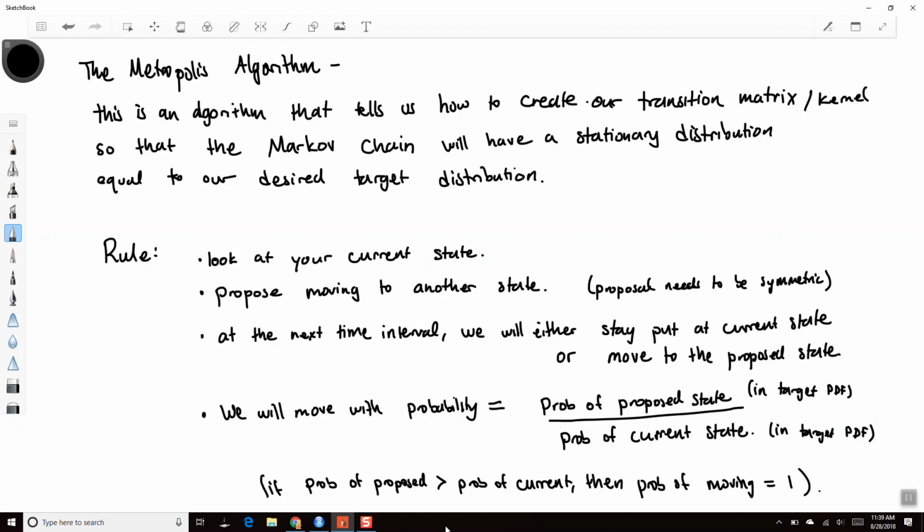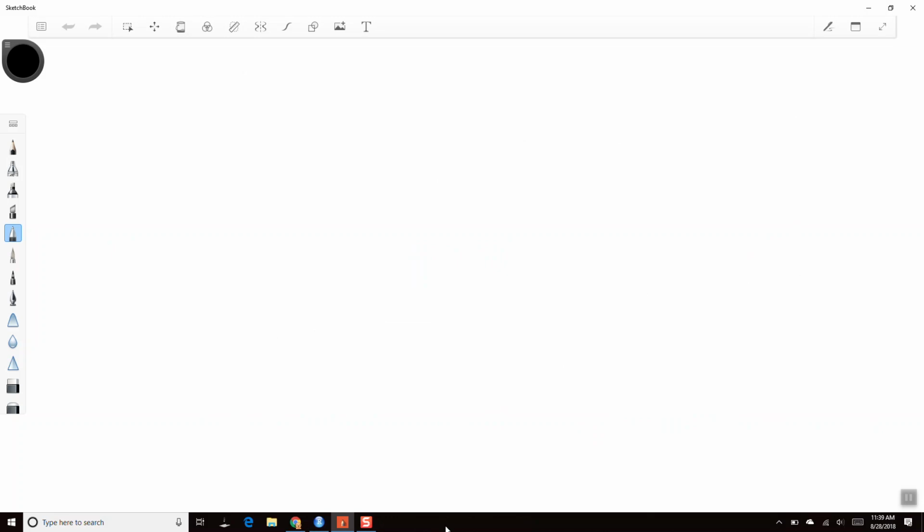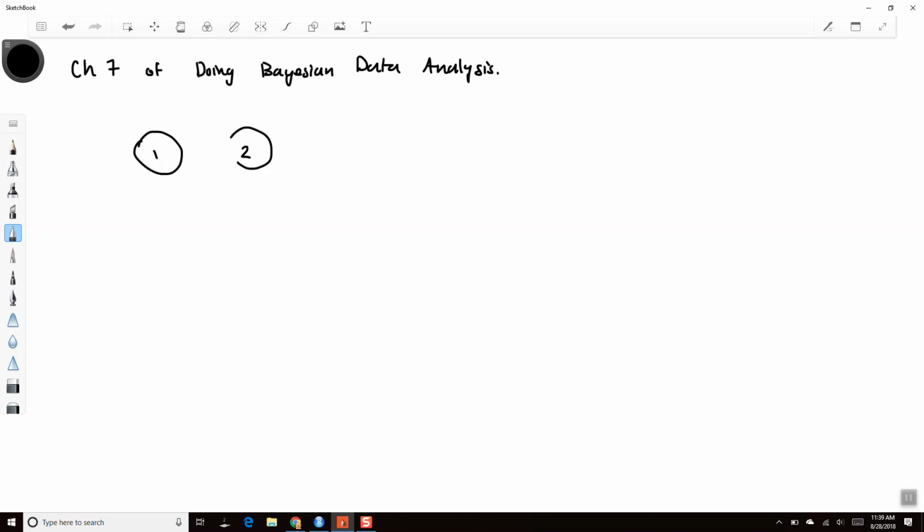And I'm going to just follow the example that they used to introduce the Metropolis algorithm, which is we're going to have our desired distribution, our target PDF. So this is chapter 7, Doing Bayesian Data Analysis. Okay, and we've got a nation of 7 islands.